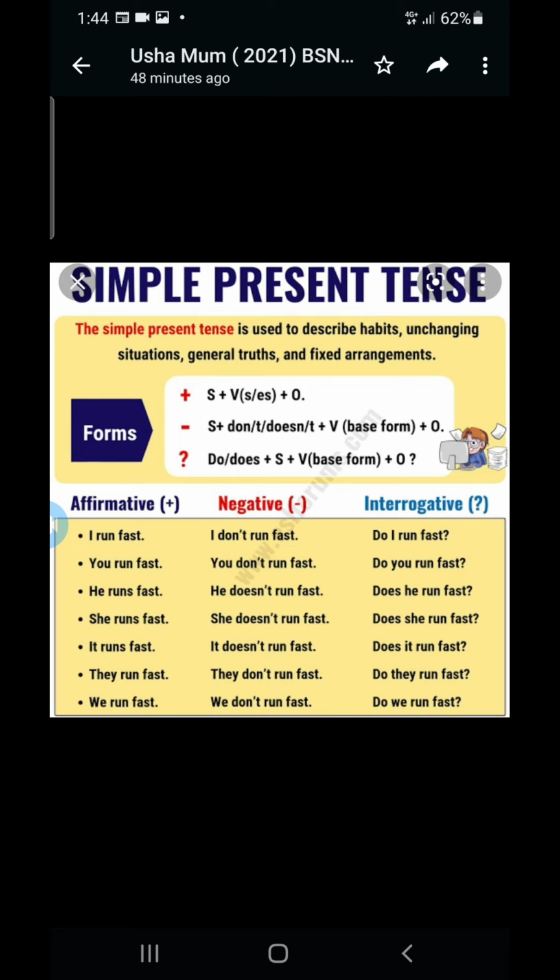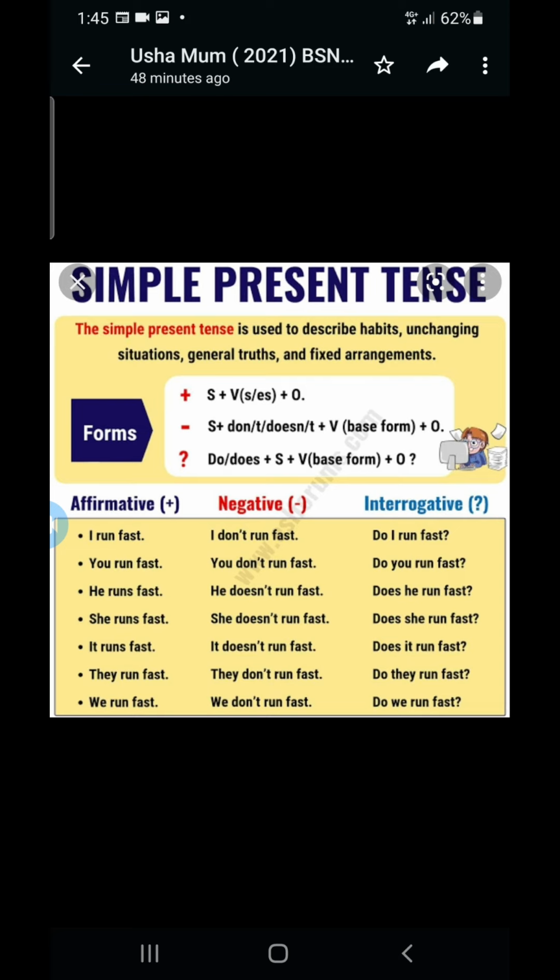Okay, all listen. Habits. We can tell our habits and others' habits in simple present. Then unchanging situations, we can't change the situation. Okay, situation. Sun rises in the east, no one can change this. So unchanging situations are like this.